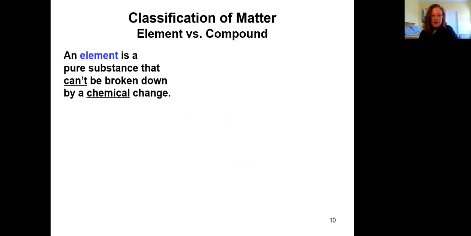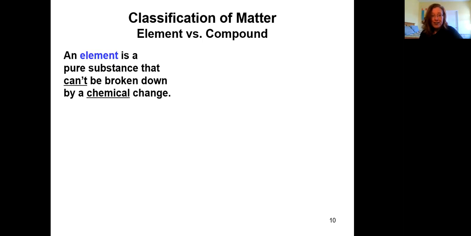Elements versus compounds. I used that term a second ago when I talked about oxygen and hydrogen being elements. They are pure substances that can't even be broken down by a chemical change. The water, the sugar, we could break those into individual elements. That's it. In terms of chemical changes, I can't break them down any further.